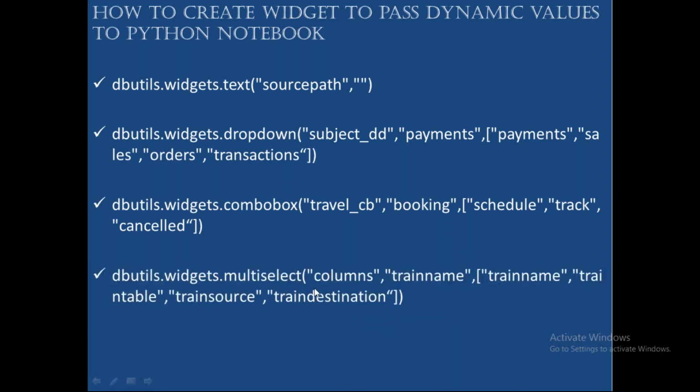Next, multi-select. Multi-select means this is the columns. This is just a parameter name. This is the default value. Here this is basically a list. The default value may or may not be there in this particular list, but it's basically for multi-select. Multiple options you can select if you use multi-select.